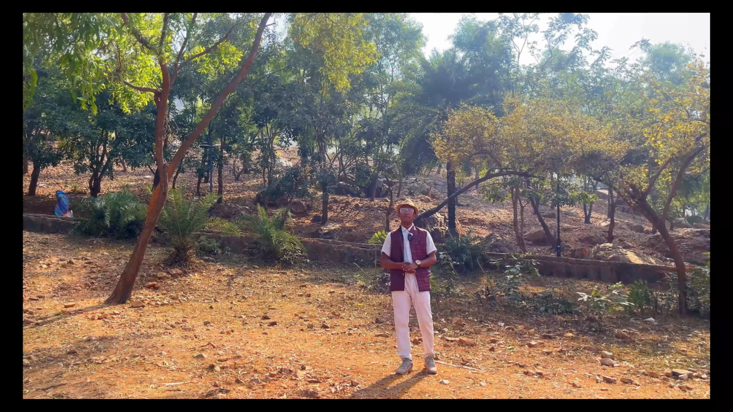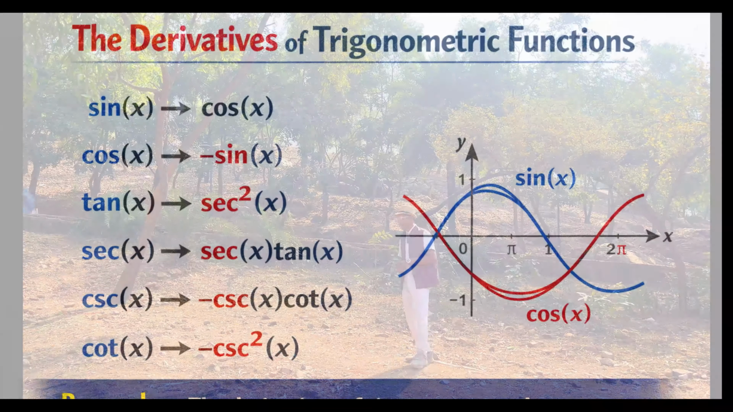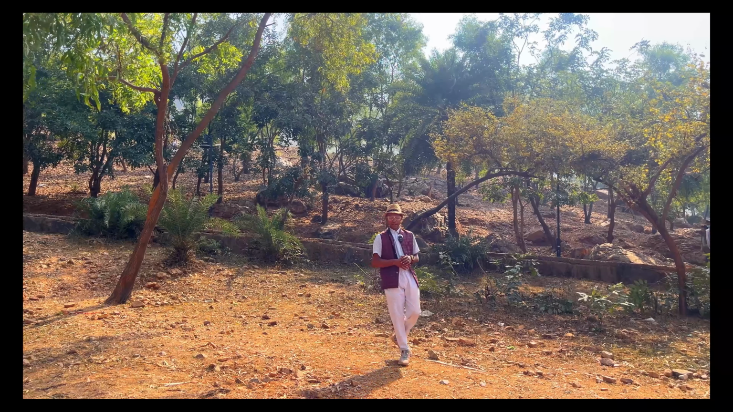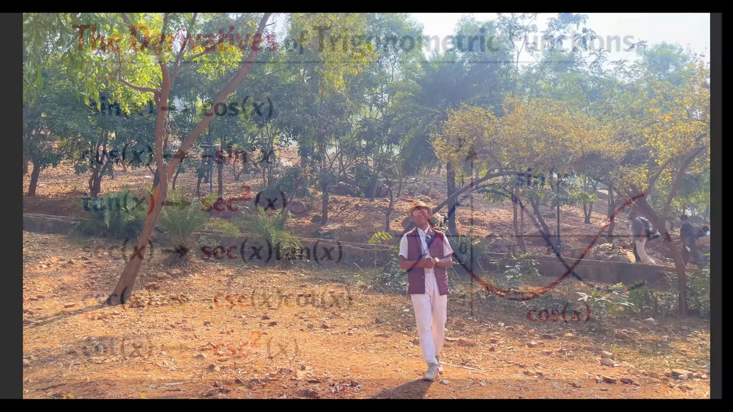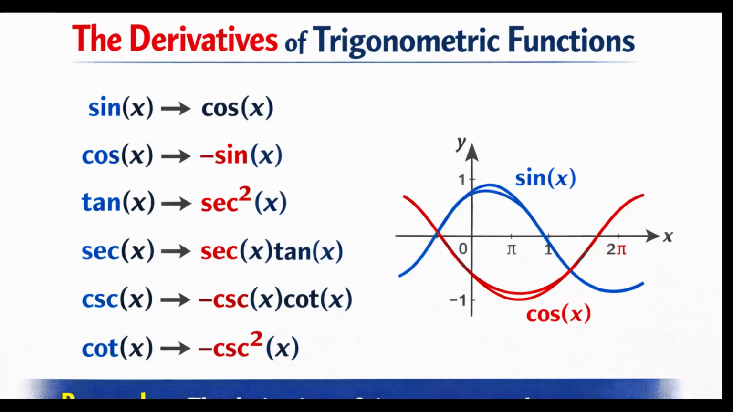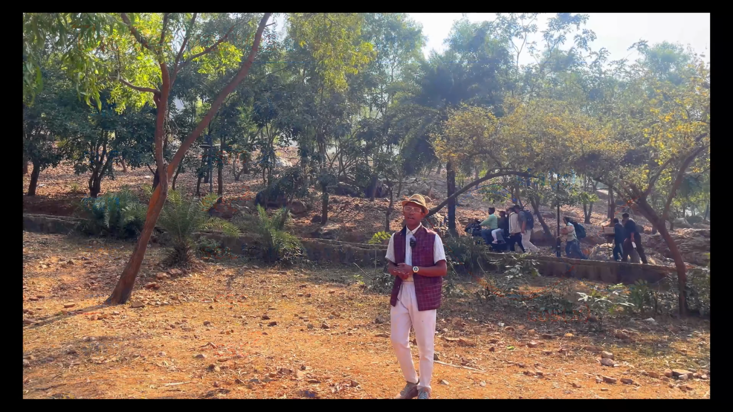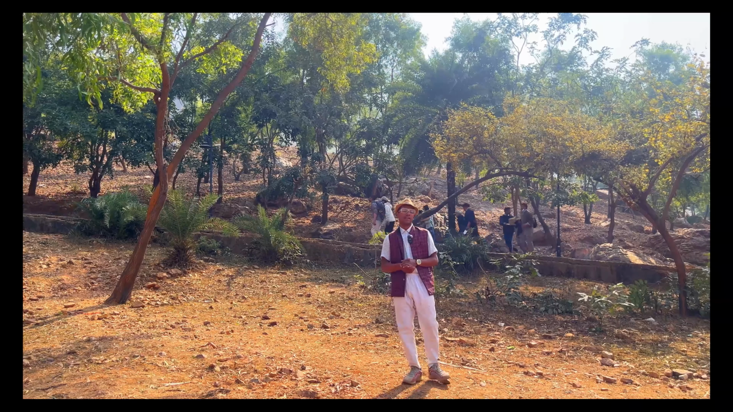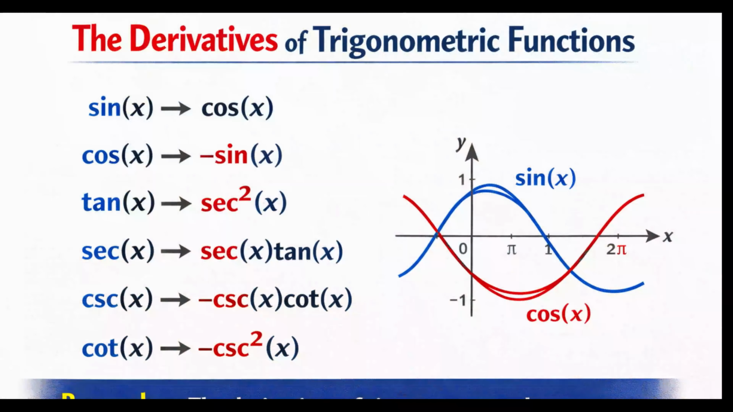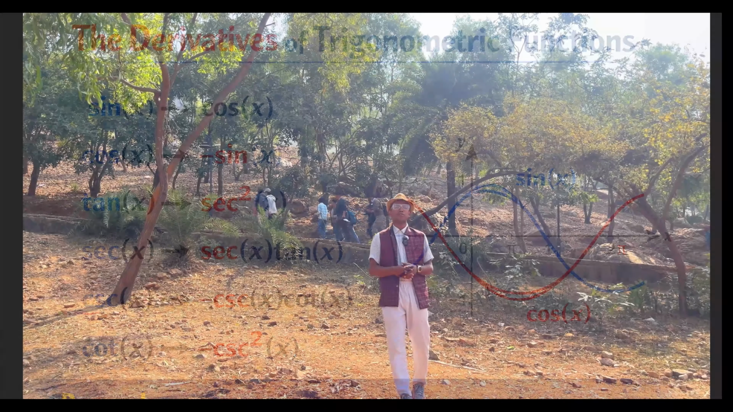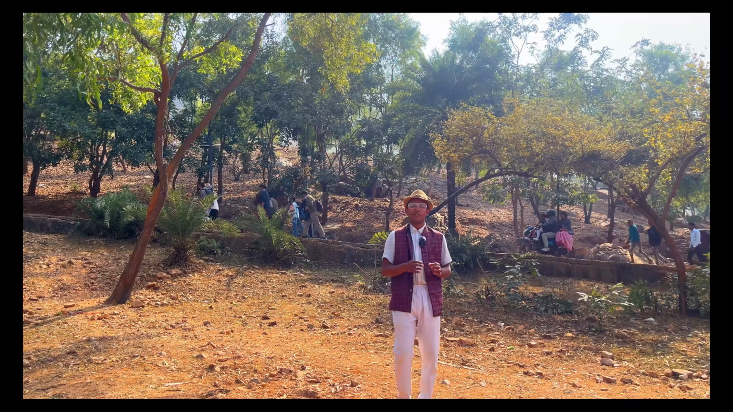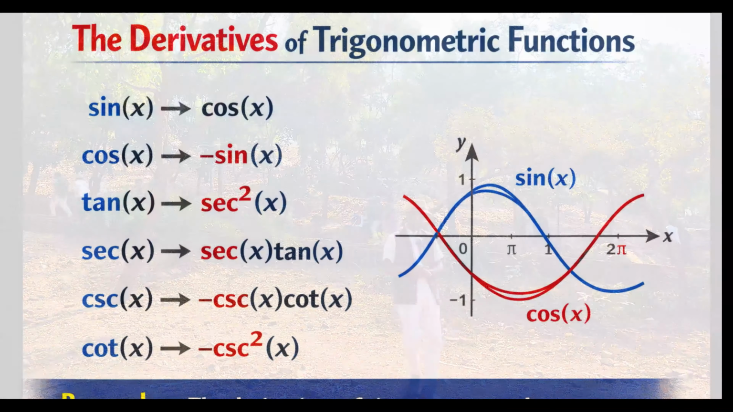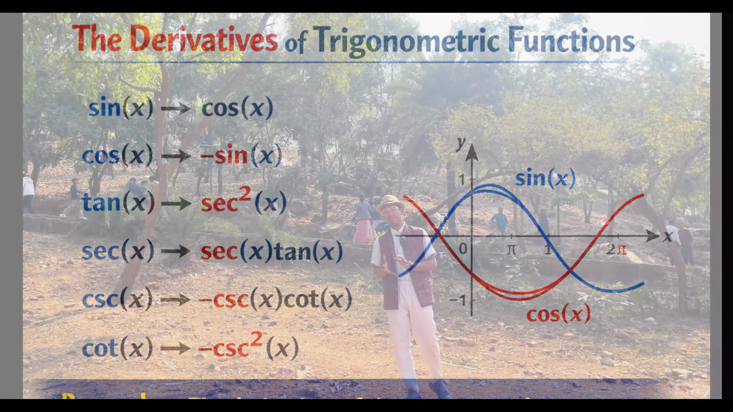Now moving towards the trigonometric functions, the derivative of sin x is cos x. The derivative of cos x is minus sin x. The derivative of tan x is sec square x. The derivative of cot x is minus cosec square x. The derivative of sec x is sec x tan x, and the derivative of cosec x is cosec x cot x, but with a minus. So we are done with the trigonometric functions' derivatives.